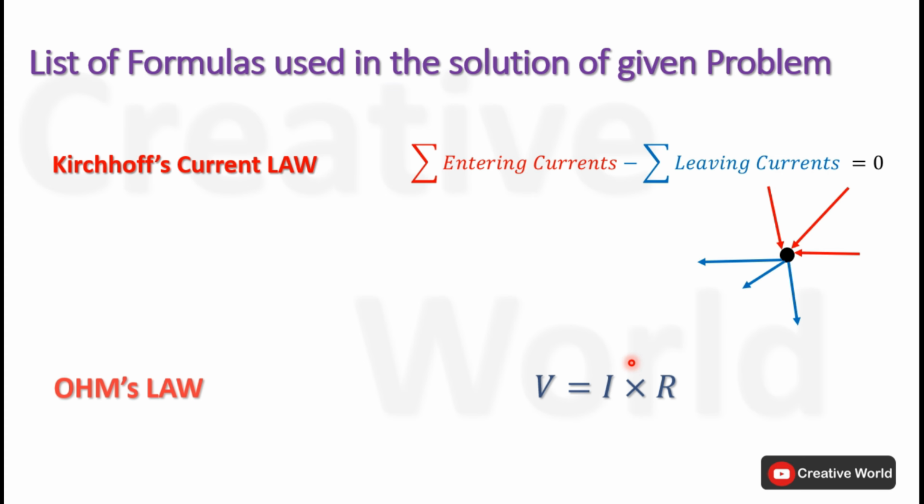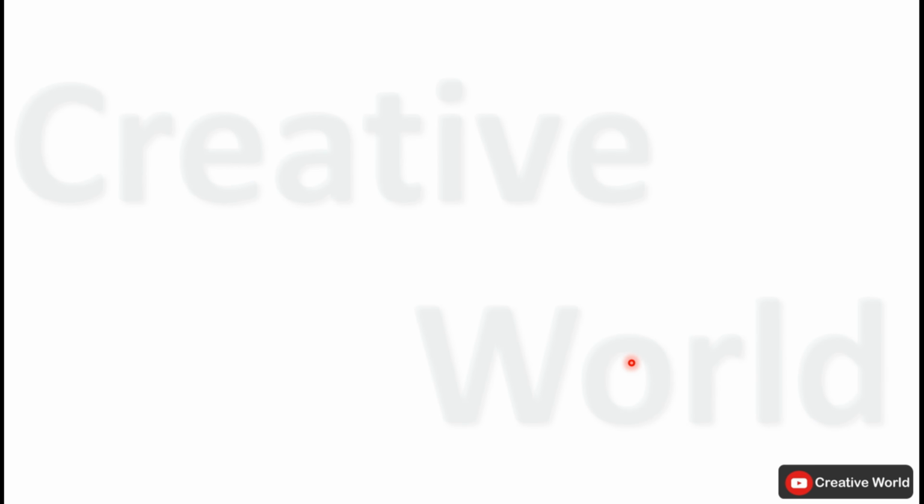We will also be using Ohm's law. According to this law, the voltage across any resistance R is equal to the product of the current through it and the value of the resistance itself. Now, let's move towards the problem.